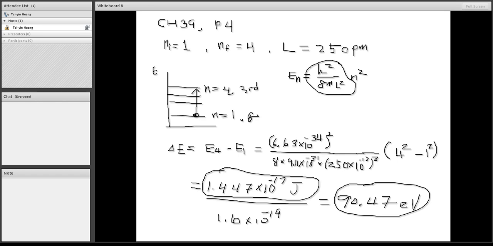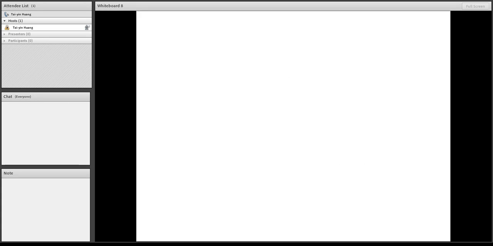Now we want to do another one that deals with an electron trapped in an infinite potential well. So this is problem 12. In problem 12, we have an electron trapped in a one-dimensional infinite potential well of width 250 picometers, and it is in its ground state. Find the longest, second longest, and third longest wavelength of light that can excite the electron from the ground state via a single photon absorption.